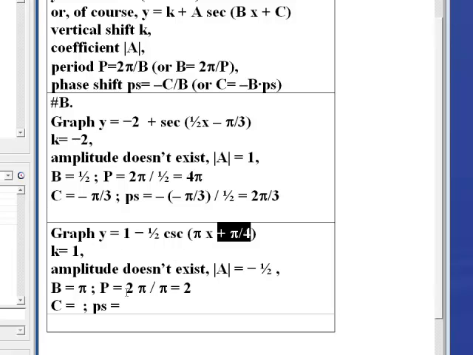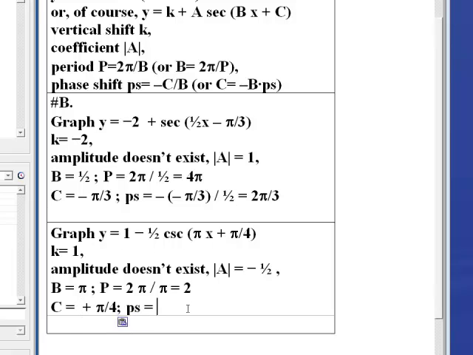The coefficient c is plus pi over 4, so the phase shift is going to come out to negative pi over 4 divided by pi. Whoops, didn't mean to do that. Oh well. So we're going to come up with negative 1/4. Okay, I'm going to jot these down and then we're ready to graph them on the graphing calculator.